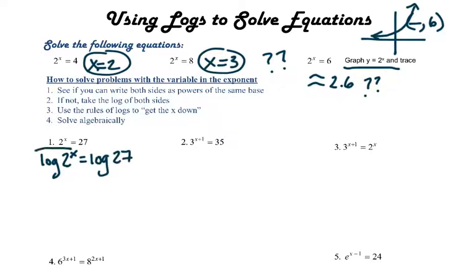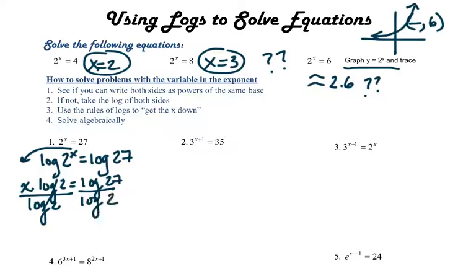And the third rule of logs says that the x can come down in front. x times log 2 equals log 27. And then you're going to divide both sides by log 2. Now you can't cancel that out or anything. You would just literally type that in your calculator, log 27 divided by log of 2, and we're going to round this to 3 places after the decimal, 4.755.